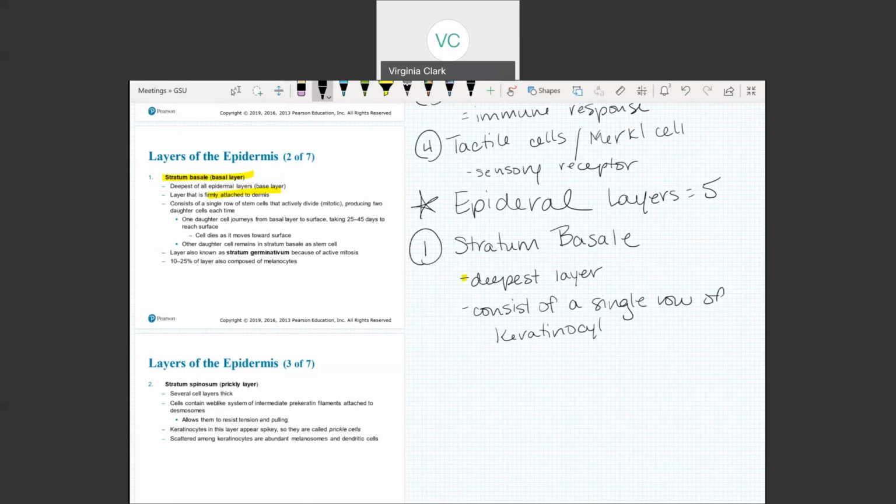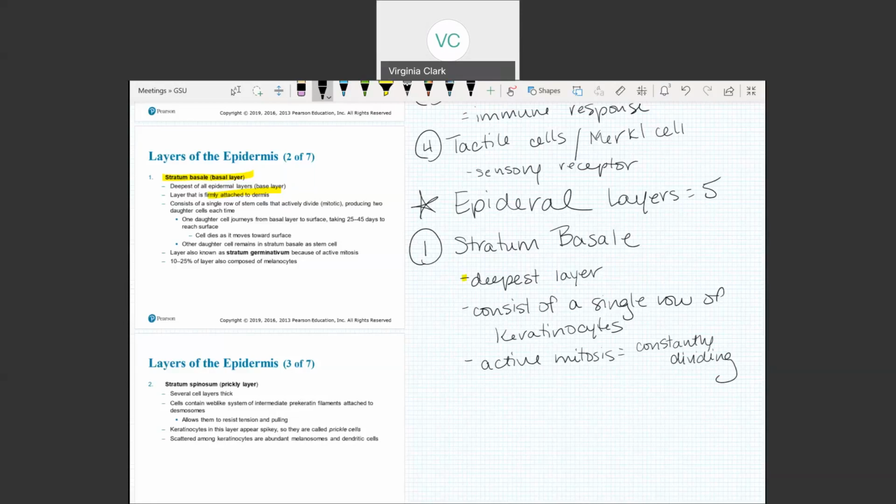And what these keratinocytes are doing is going through a process of active mitosis. They are constantly going through cell division. They are constantly dividing.